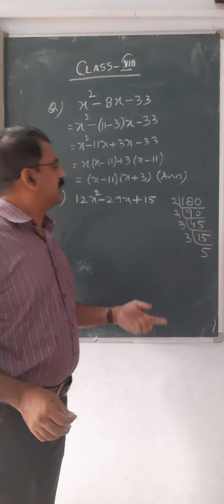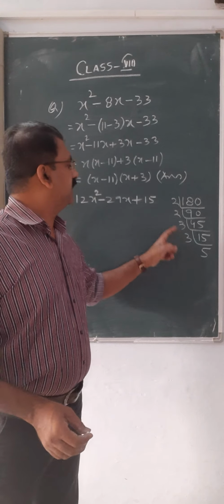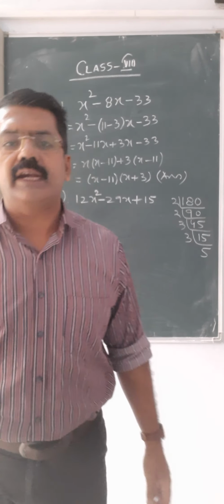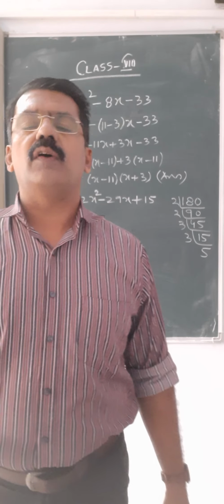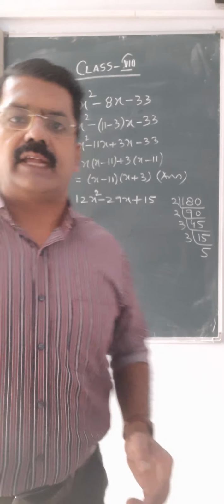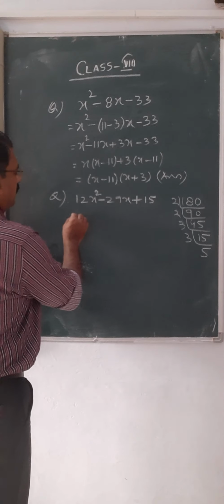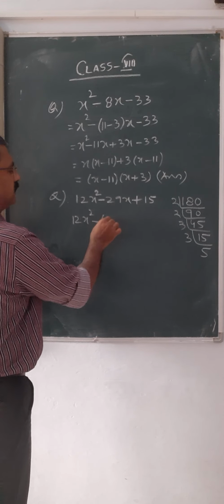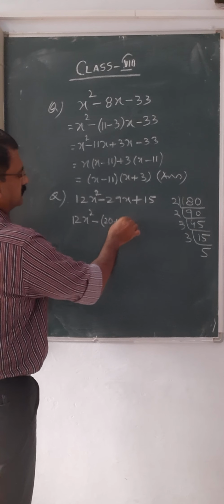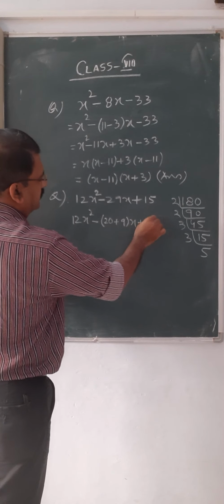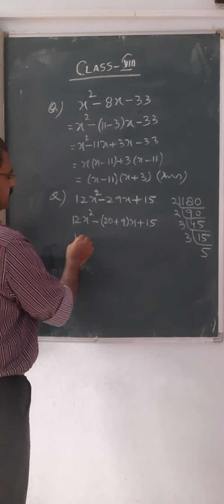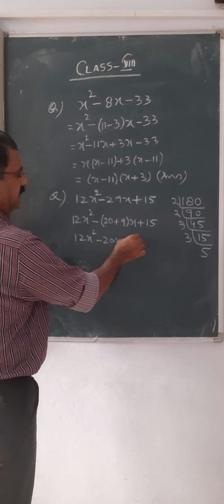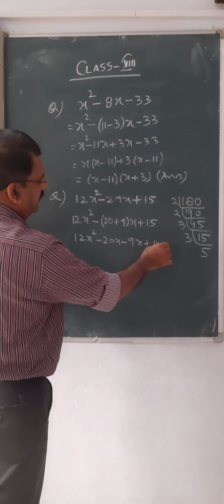So now you can see already it is there, 20 and 9. The numbers are 20 and 9 because the product of 20 and 9 is 180 and the sum of 20 and 9 is 29. So we will write 12x square minus, in place of 29 you write down 20 plus 9, like this. So 12x square minus 20x minus 9x plus 15.